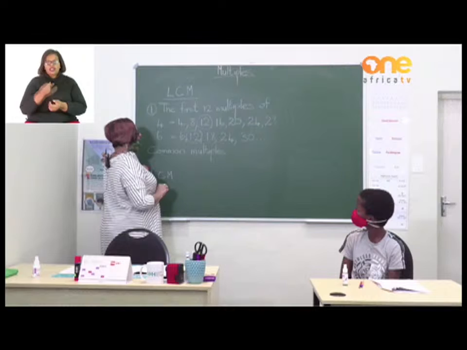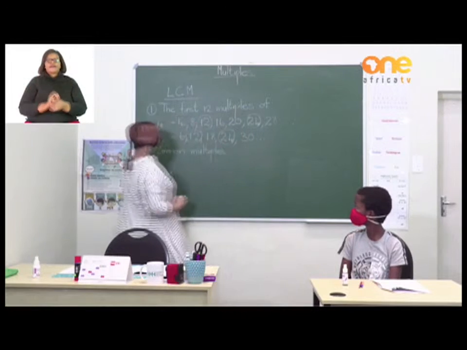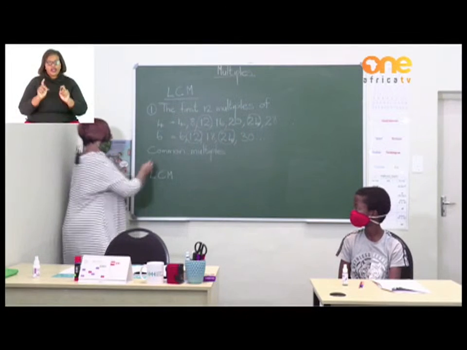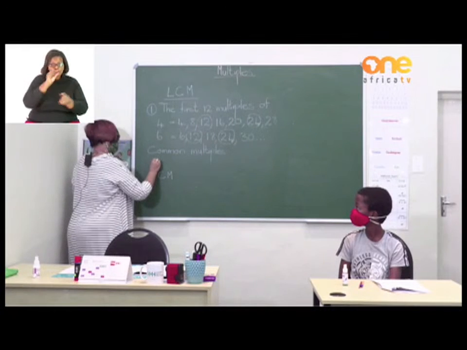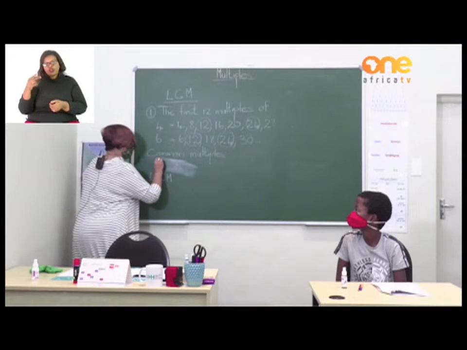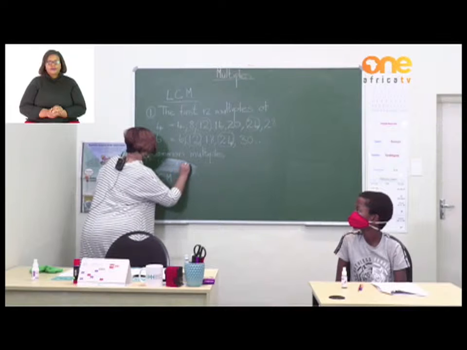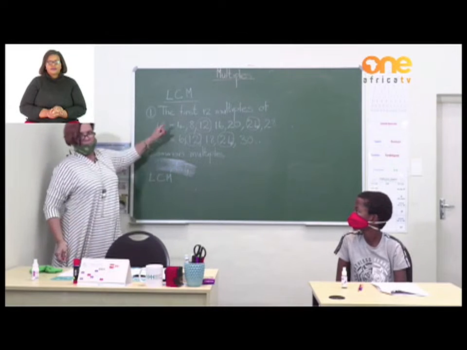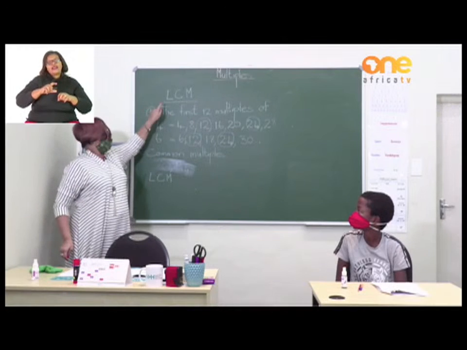Can you find another one? 24. Right. So the common multiples in these two sets, we found, our common multiples are 12 and 24. Now we have to find the LCM.